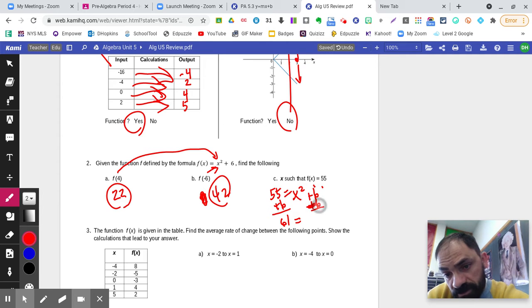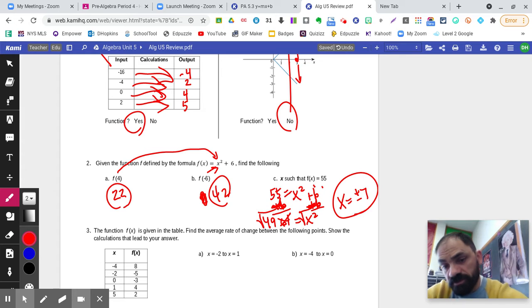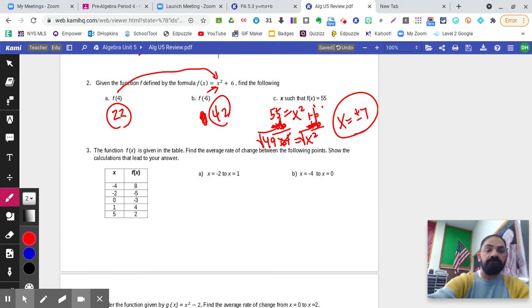So I want to subtract 6 from both sides. That gives me 49 equals x squared. So the opposite of squaring x, this will not be on our test, but the opposite of squaring x is to take the square root of it. So x would equal plus or minus 7. There's 2 answers. We will go over that shortly.